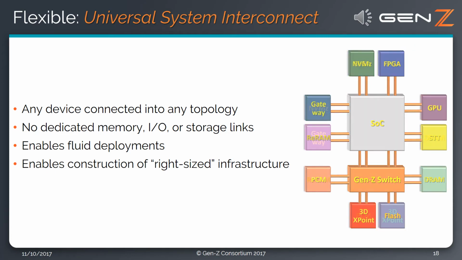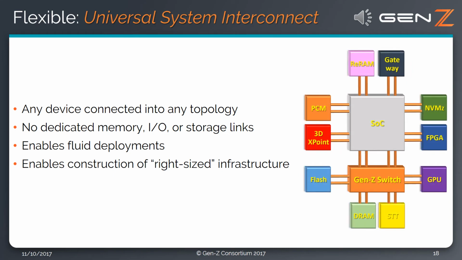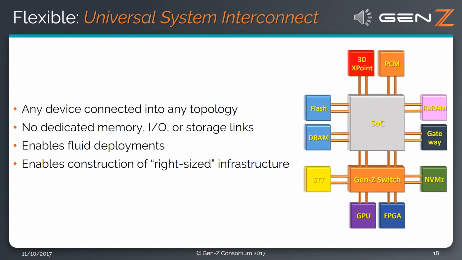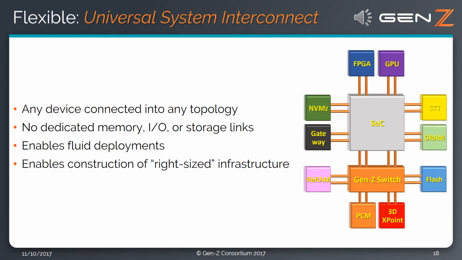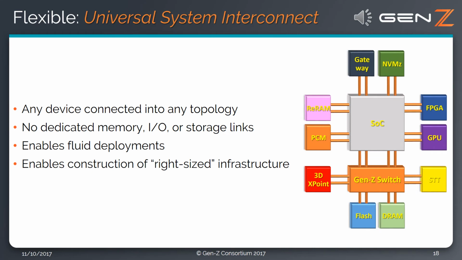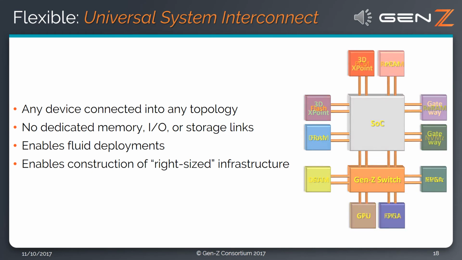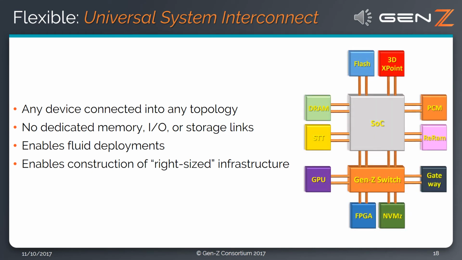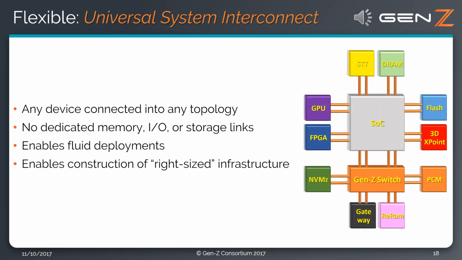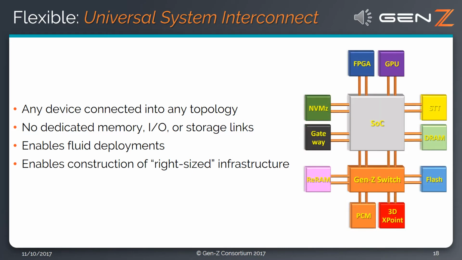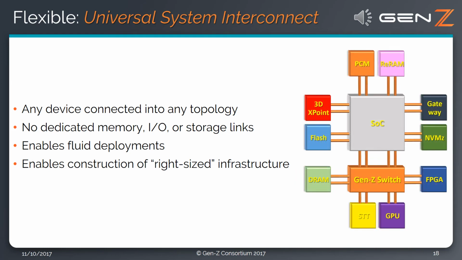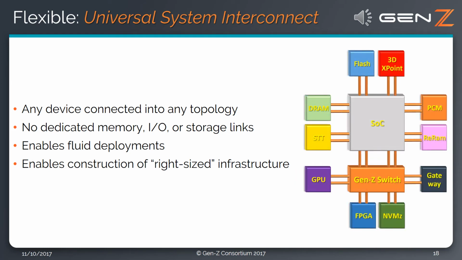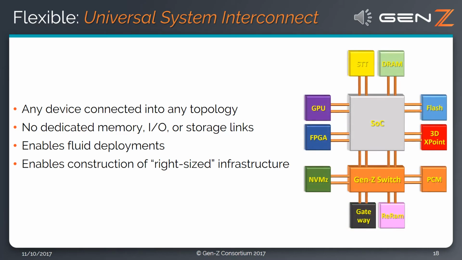This capability allows very fluid deployments so that if we have an I/O-centric workload, I can add more accelerators to my configuration. If I have a memory-centric workload, I can add more memory to the system. If I need more storage, I can place storage components on any available link. Basically, one architecture that can support a wide variety of deployment models and workloads. In other words, we can right-size the infrastructure around a common architecture, which is very powerful.